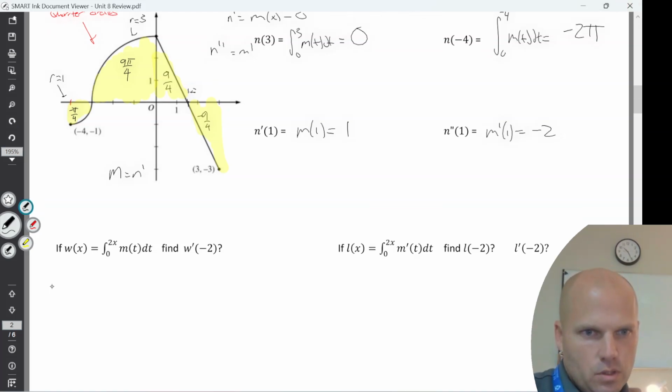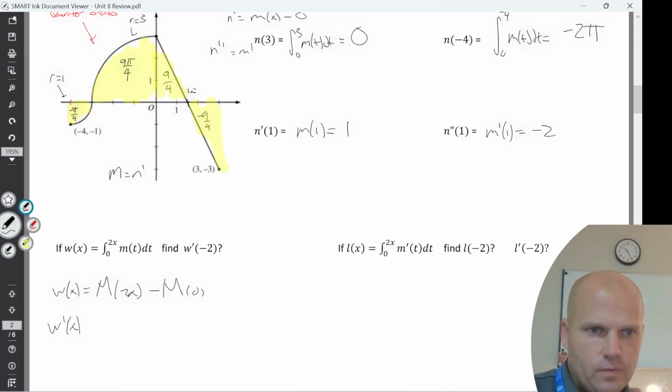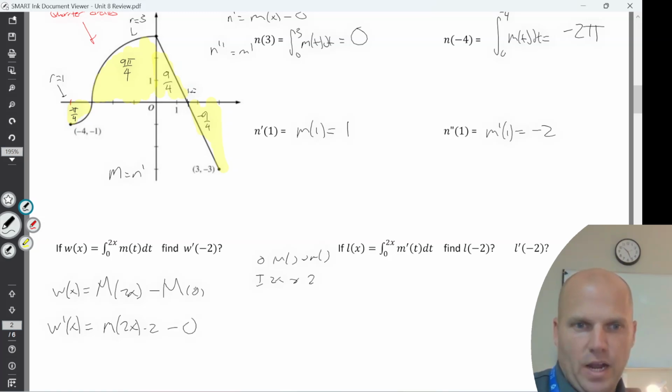Okay, w prime. All right, well, I know w of x would equal super m of 2x minus super m of 0. If I took the derivative, I'd have to use an outside and an inside to have m of 2x times 2. The outside is the big M. The inside is the 2x. Big M goes back to regular m of parentheses. 2x goes to 2. The super m of 0 is a number. Its derivative is 0. So w prime of -2 equals m of -4 times 2. M of -4 is -1. -1 times 2 is -2.